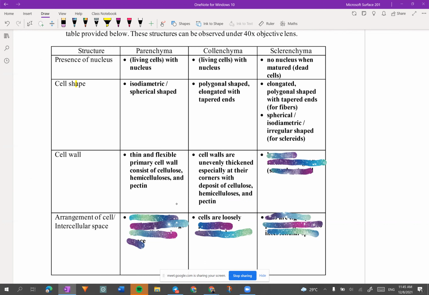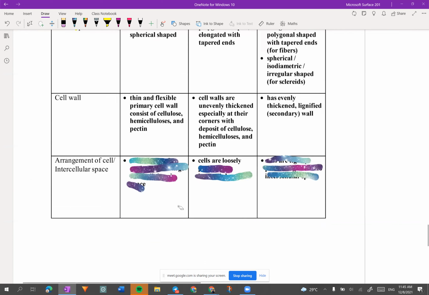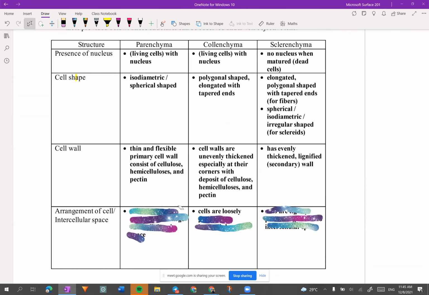Cellulose, hemicellulose, and pectin. Last sekali adalah sclerenchyma. So it is very thick and dia ada tambahan lignin. Okay. Evenly thickened, lignified cell wall. Last sekali arrangement of cell ataupun you boleh panggil dia sebagai intercellular space. So kalau intercellular space macam tadi dah yang kita discuss sama ada air space ataupun tak ada, right? So kalau arrangement pula sama ada dia adalah loosely packed ataupun closely packed. So kalau ada intercellular space maksudnya dia loosely packed. So macam collenchyma ni loosely packed kan?